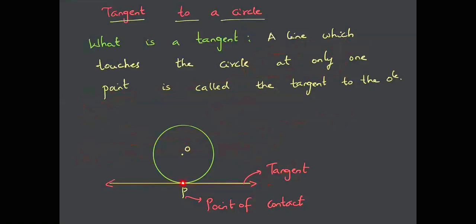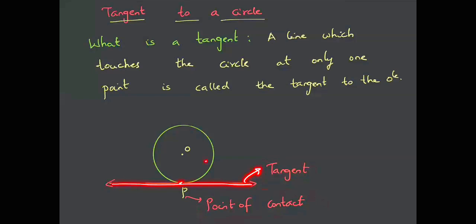Except this point, no other point will intersect the circle. So this line just touches the circle at only 1 point, and this line is called the tangent to the circle. The point at which this tangent touches the circle is called the point of contact. So if a line touches the circle at only 1 point, it is called a tangent, and the point at which the line touches the circle is called the point of contact.